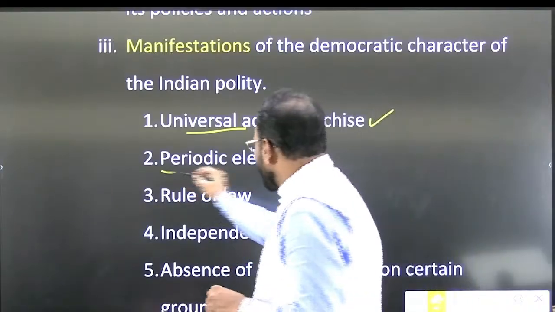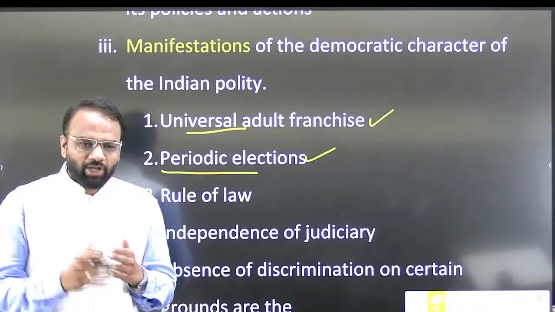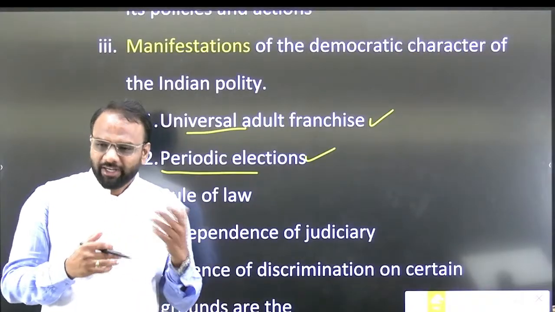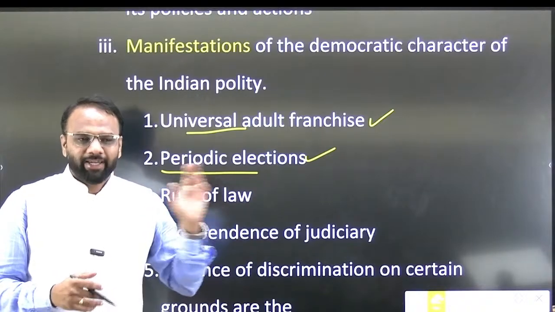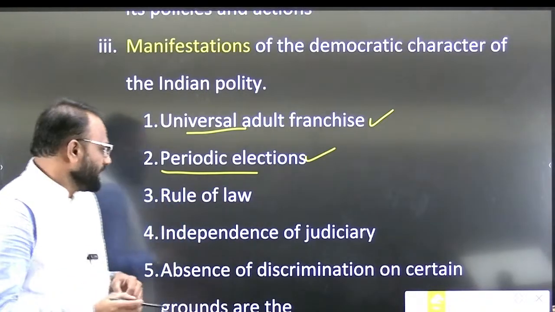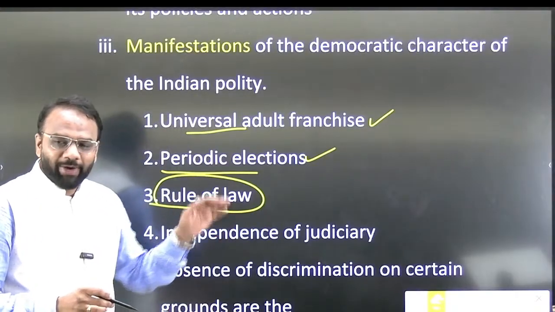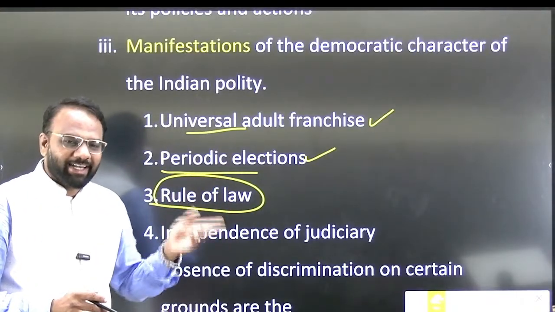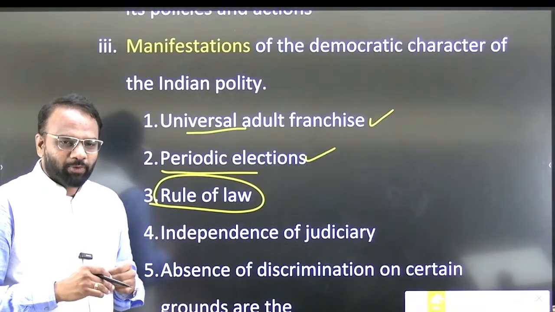Next, periodic elections. Every 5 years generally there will be an election. Even before that, an election can take place. So periodic elections also indicate that India is democratic in nature. Next, rule of law. Now you will not understand what rule of law is; while discussing fundamental rights, you will understand in detail. So here in India, the system is rule of law.